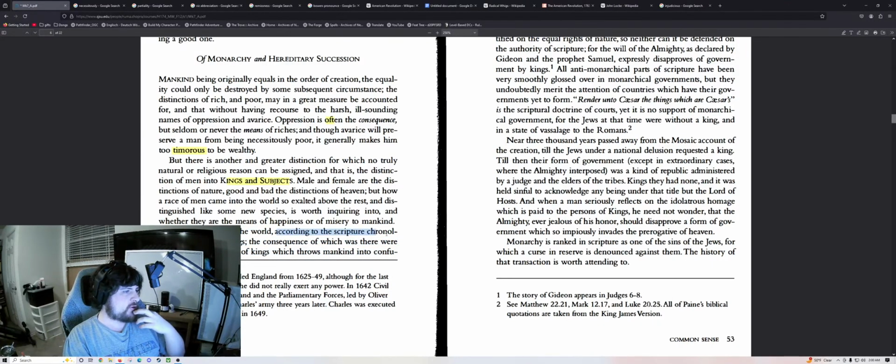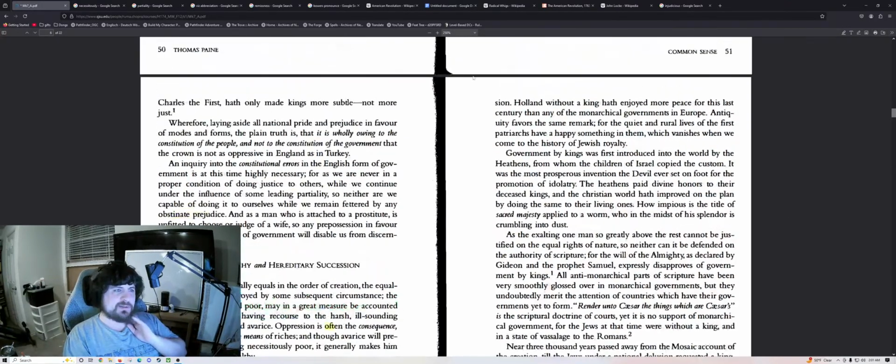In the early ages of the world, according to scripture chronology, there were no kings, the consequence of which was there were no wars. Which is a really funny line. There were no kings, and of consequence, there were no wars. It is the pride of kings which throws mankind into confusion. Holland, without a king, hath enjoyed more peace for the last century than any of the monarchical governments in Europe.